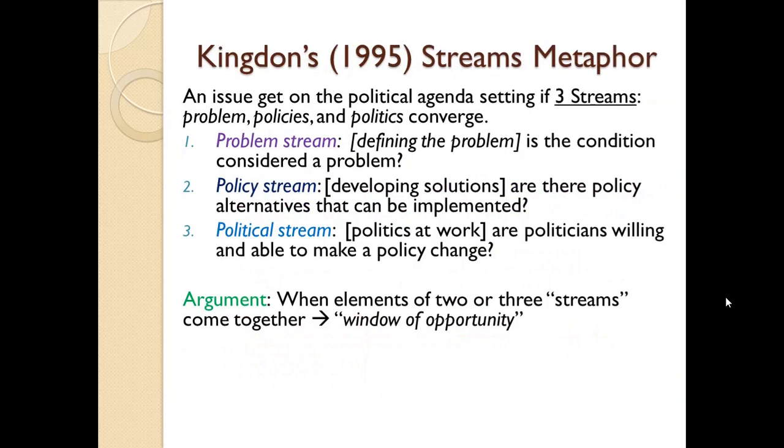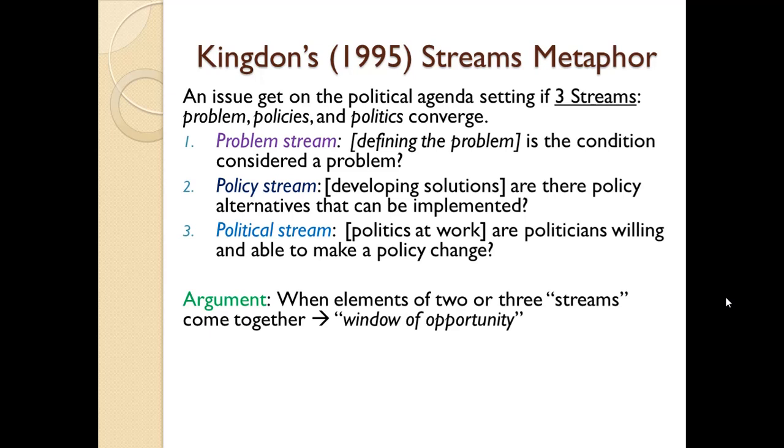So there are particular policy models and of course ways of describing how issues make it to the agenda or attract attention for agenda setting. So mainly, of course, we could draw our attention to Kingdon's streams metaphor. According to Kingdon, an issue gets on the political agenda if three streams converge. So the three streams include the problem stream, the policy stream, and the politics stream.